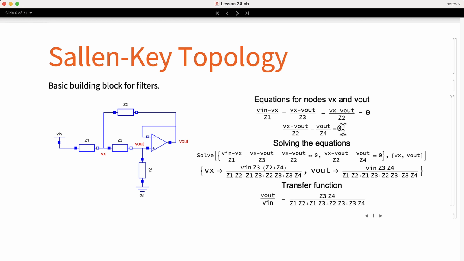We have a system of two equations and two variables. We can easily solve this system using the function Solve from the Wolfram language. In the results, we can see the voltage for Vout. We are not interested in Vx. If we write Vout as a transfer function, we obtain the following formula. Let's see the way we use it.